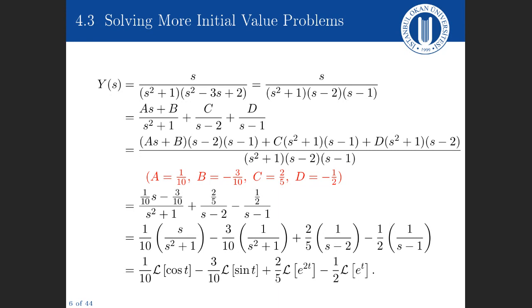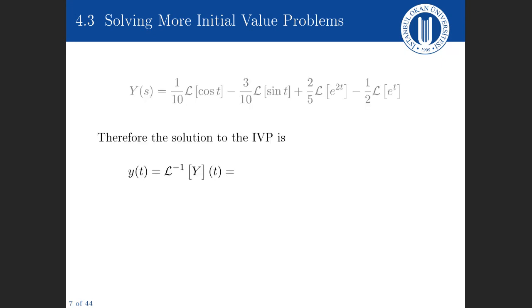In fact, the first function is the Laplace transform of cos t. 1 over s squared plus 1 is the Laplace transform of sine t. 1 over s minus 2 is the Laplace transform of e to the power 2t. And 1 over s minus 1 is the Laplace transform of e to the power t. As soon as we get to this point, we can write down small y of t.